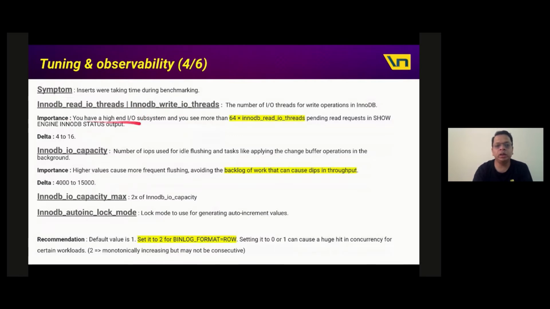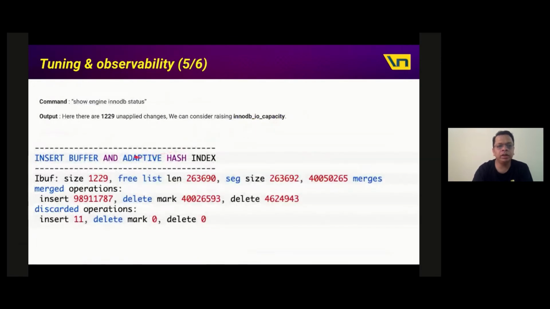Generally, I think this is also mentioned here. If you run the command SHOW ENGINE INNODB STATUS, and you see that the insert buffer size is a bigger value, in our case, it was 1229.